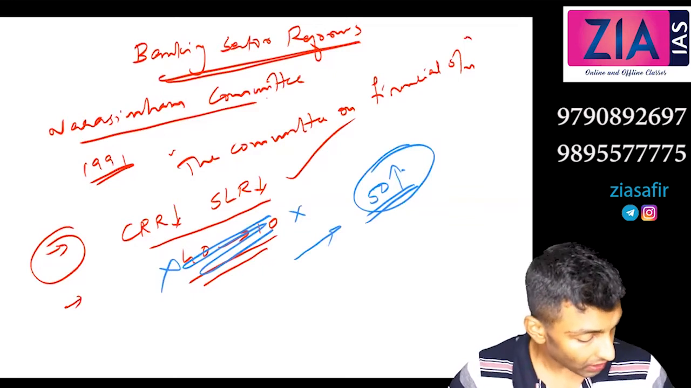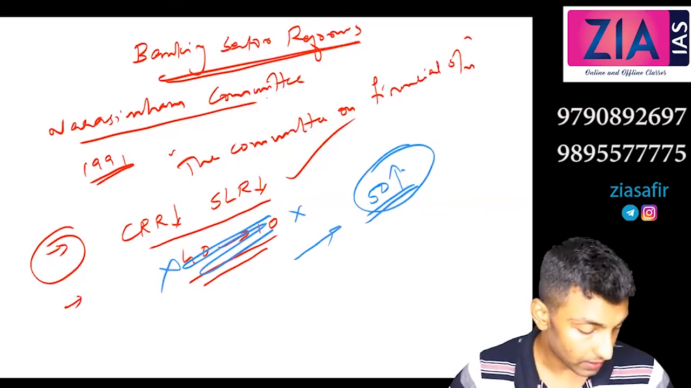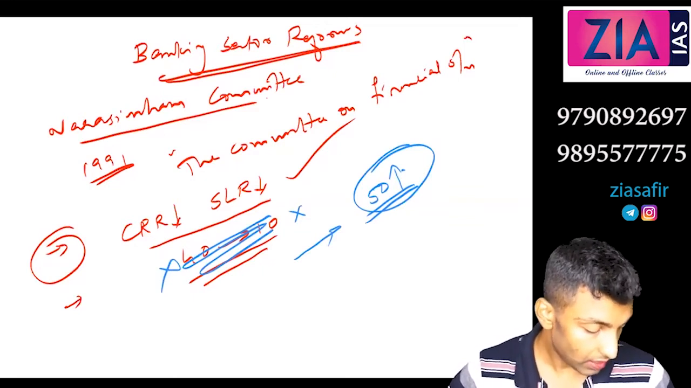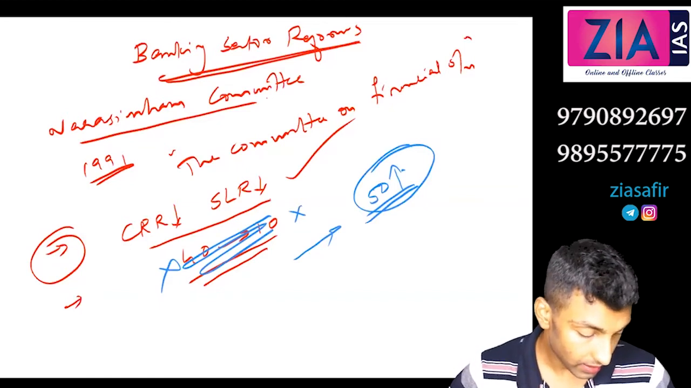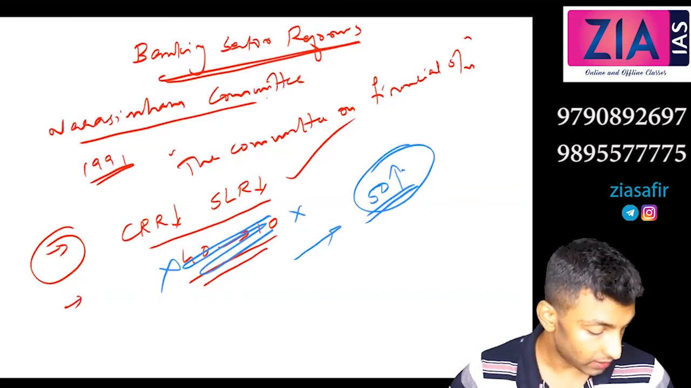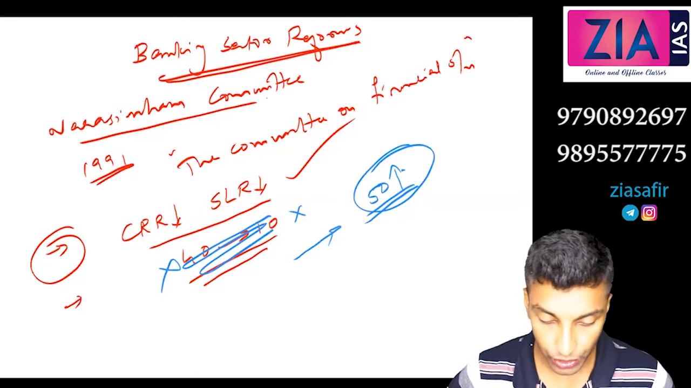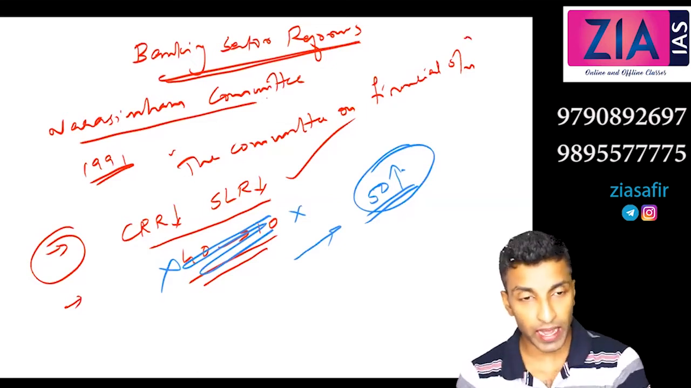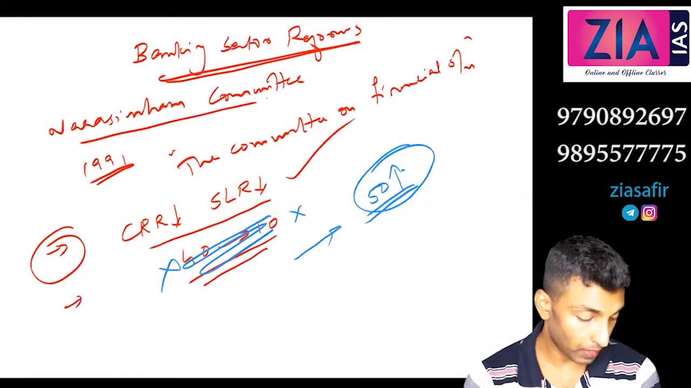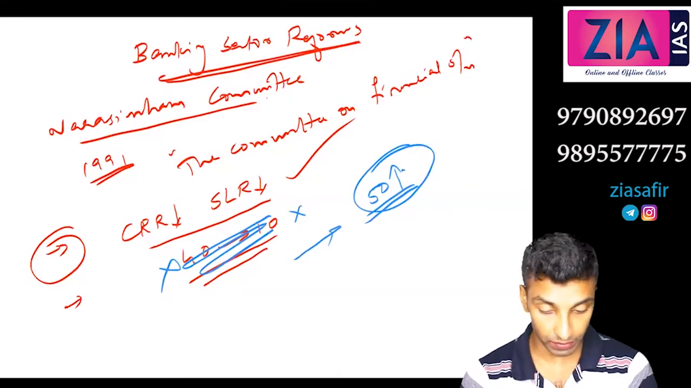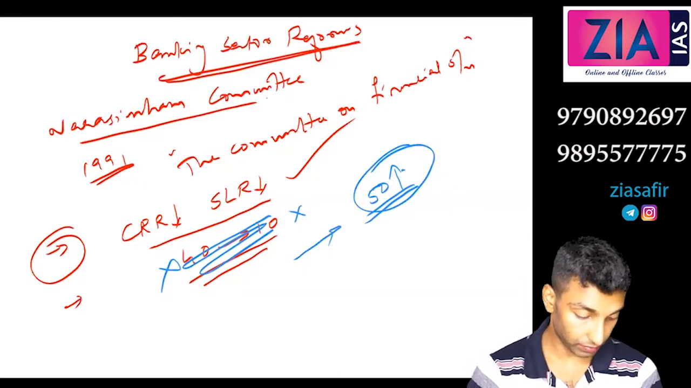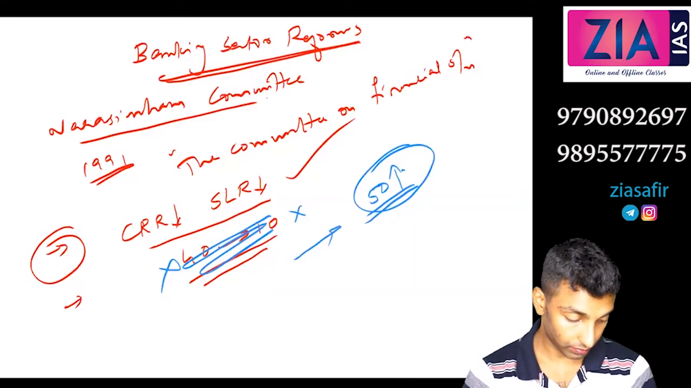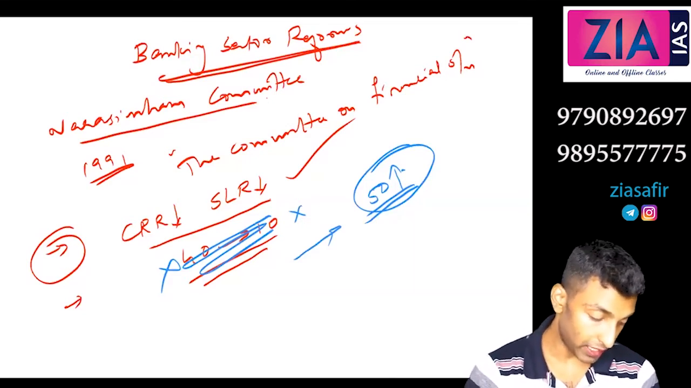Third one you write, the RBI should grant licenses to new private sector banks and foreign banks, to promote competition.